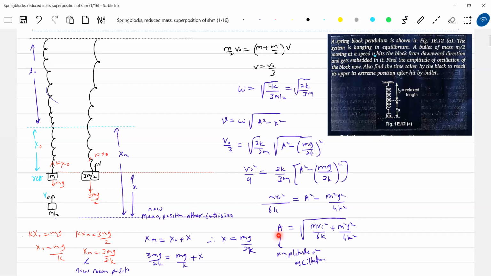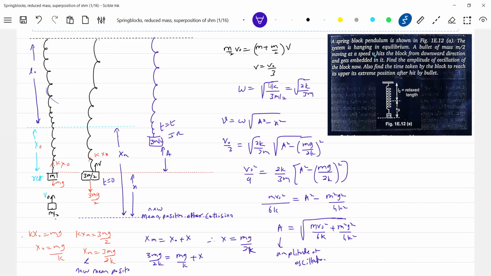So fine. Find the amplitude of oscillation of the block. Also find the time taken by the block to reach its upper extreme position after it is hit by the bullet. What do you mean by upper extreme? Where it comes to instantaneous rest. What is the time taken? From where I should measure the time? So where the block will come to instantaneous rest, for our understanding purpose, I'll call this the amplitude, for our convenient purpose. So what is this time it is asking?